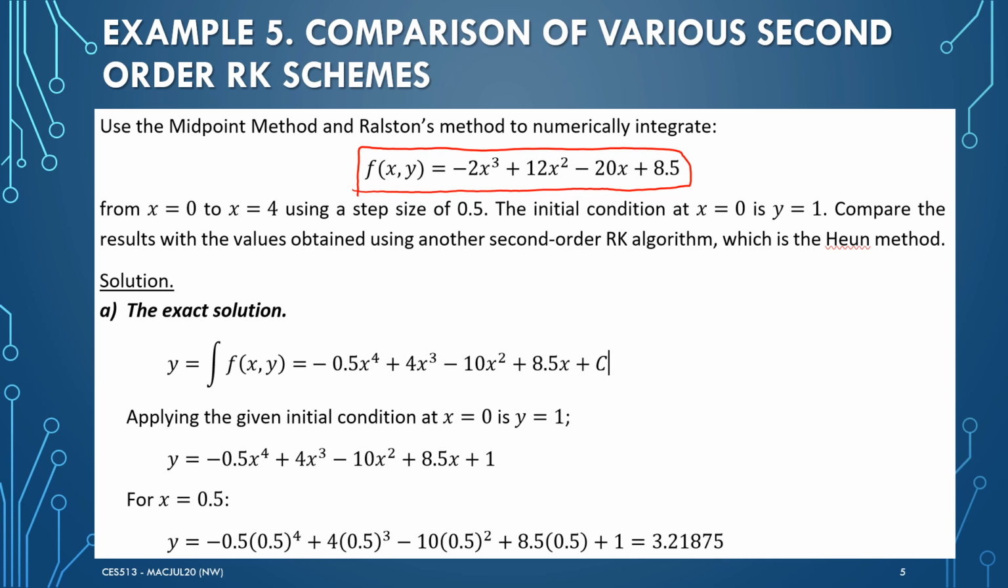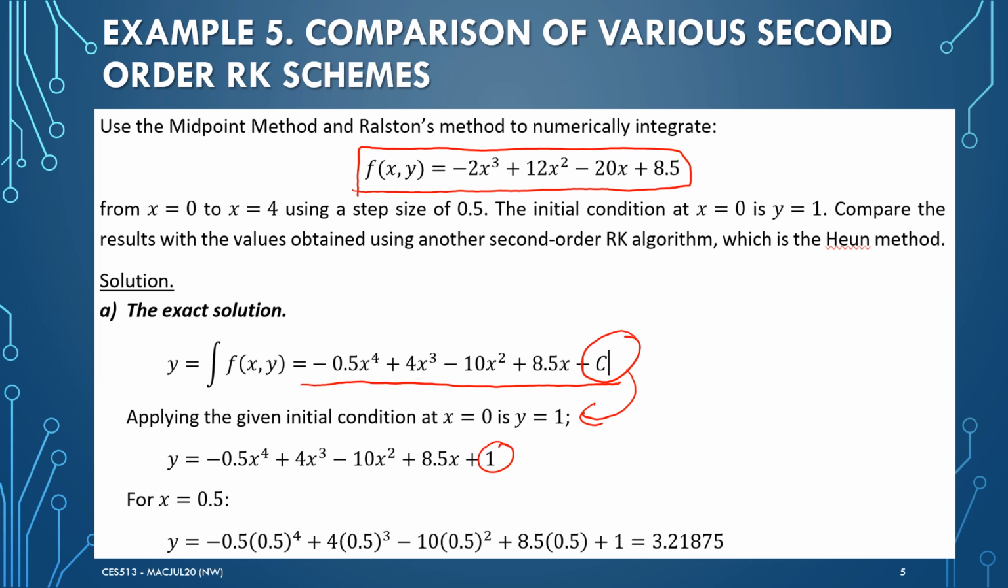So from there, integrating will give us negative 0.5x to the power of 4 plus 4x cubed minus 10x squared plus 8.5x plus c. When you have c in the equation, this is where the initial condition is useful. By applying the initial condition of x equal to 0 and y equal to 1, we can get the value of c equal to 1.